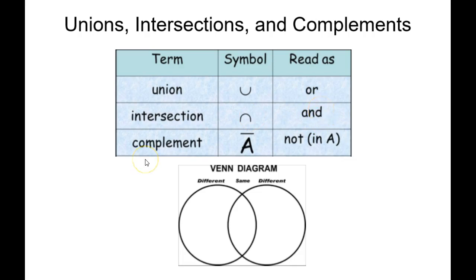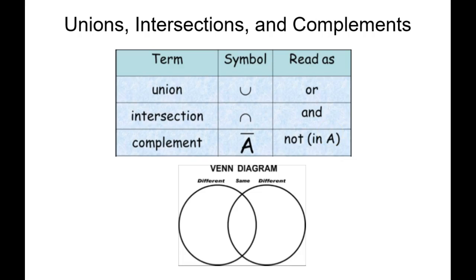And then the last term is the complement, which we use a bar above the letter. So if we have event A, the complement of event A, we denote with the bar across the top, and that includes all outcomes that are not in event A.